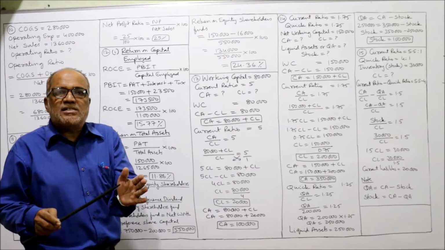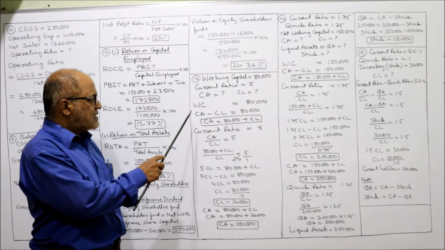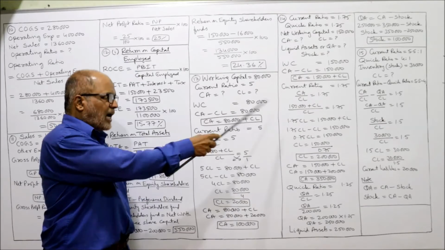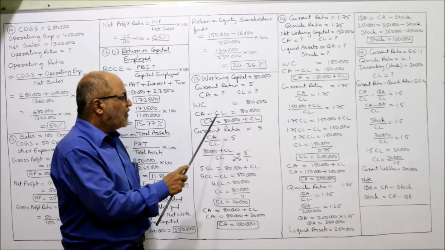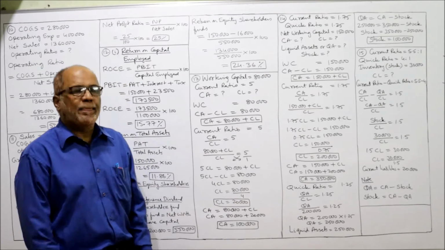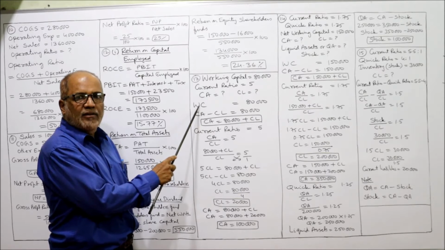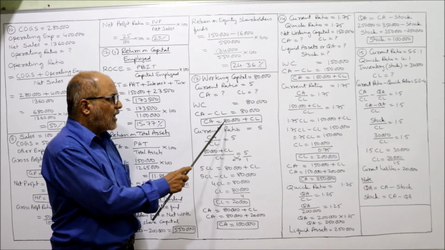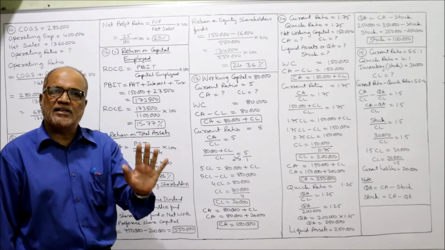Now I am keeping CA on the left hand side, and taking the CL to the RHS. So minus CL will become plus CL. So we got an equation: current asset is equal to 80,000 plus current liability, from this working capital. One equation we got. Keep it aside.